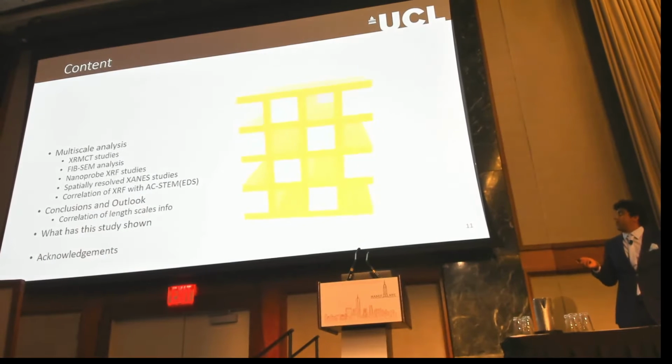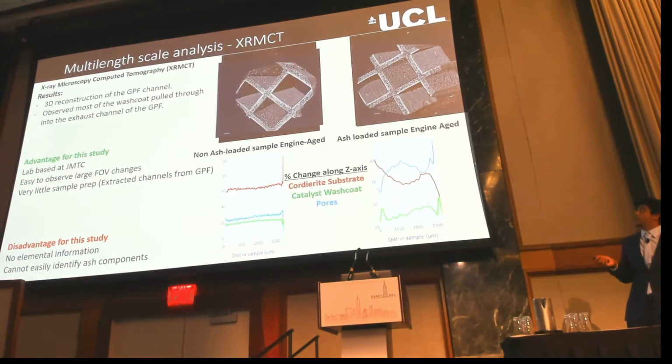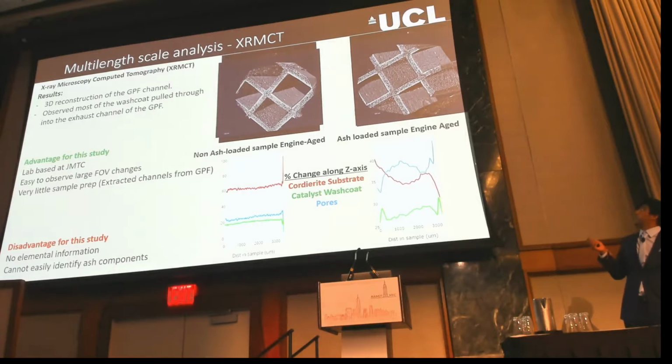So let's get cracking into some results. The first one I'm going to show you is XRM CT. This is a tomography absorption study, which gives you a nice overview of the 3D structure of the GPF and tells us the distribution of the catalyst washcoat, which is a bright color here, relative to the cordierite support.